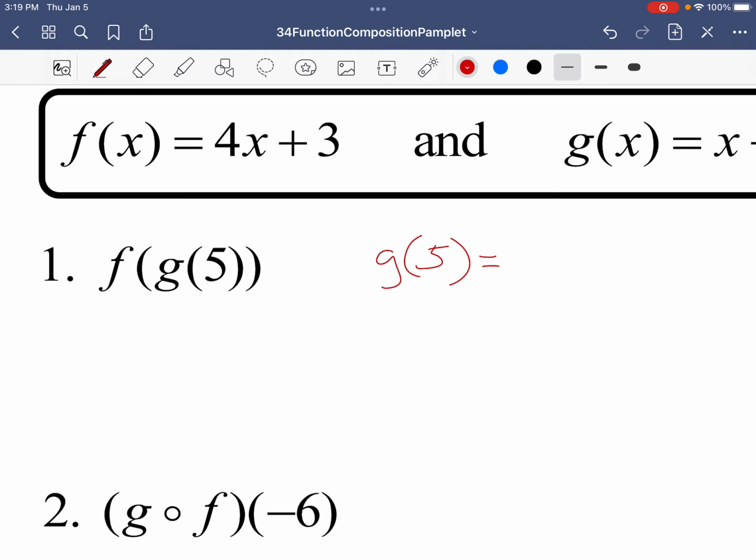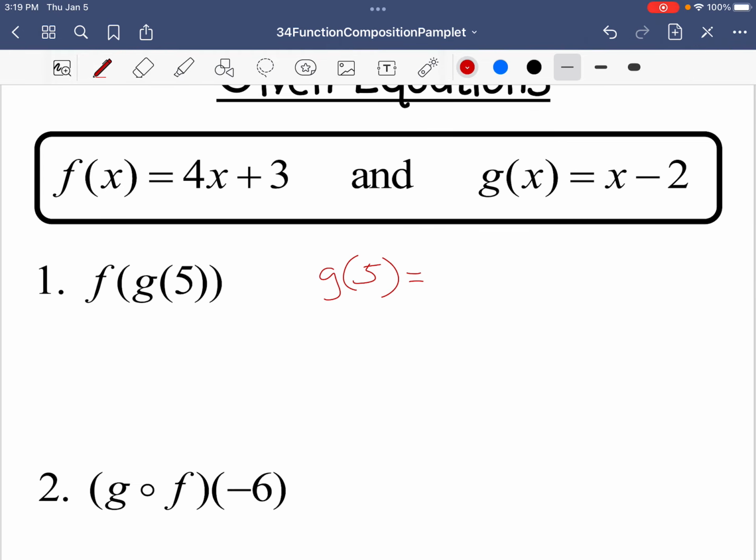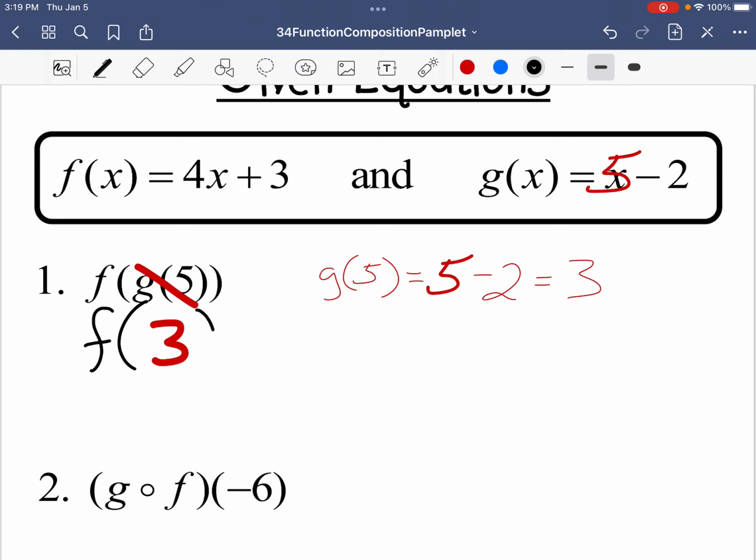Now, you can do g of 5 off to the side if you want. You can do it in your head if you want. All that's really going to happen is I'm going to plug 5 into the g function. I'm going to show it so that you can see how we get the number 3. We plug 5 into the g function, we get the number 3. But guess what? That means now that this g of 5 is the same as 3. And so it's kind of like I'm now being asked to do f of 3. See how I started on the inside?